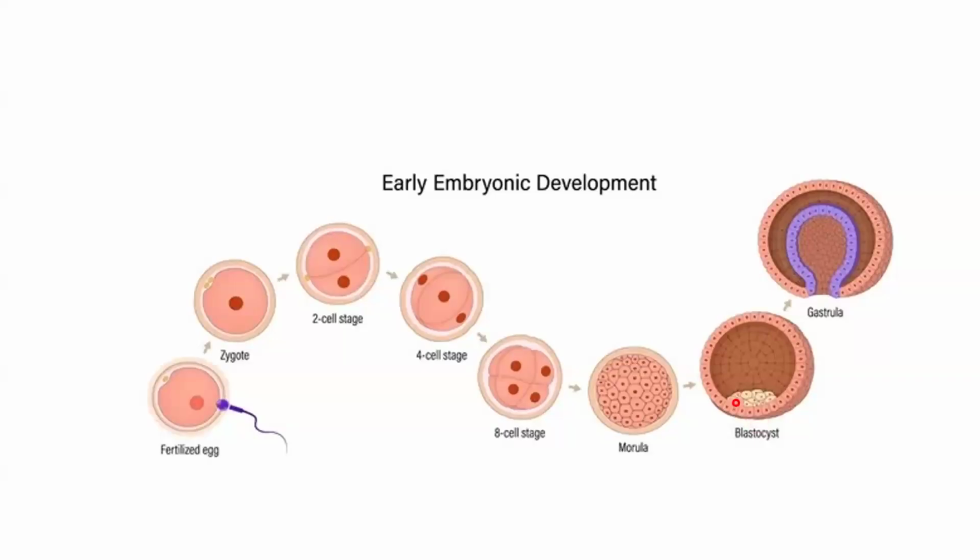Separate out into two layers of cells, an outer layer and a middle layer, which we call the blastocyst. And then from there, this divides further and separates into three layers of cells called the gastrula. Now, this is where most of the discussions about cardiac and organogenesis will be focused on.